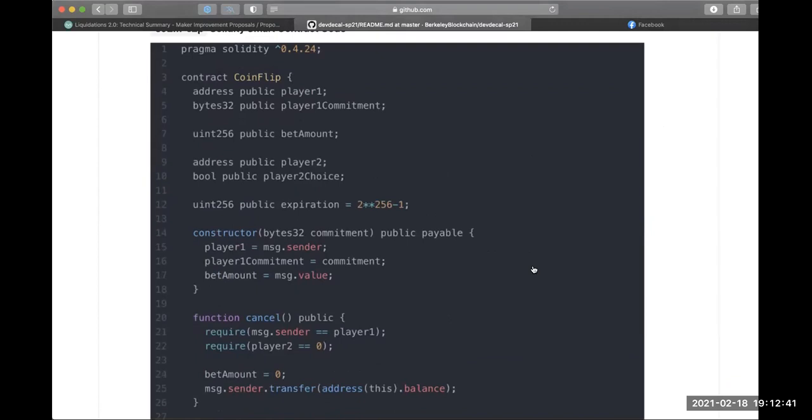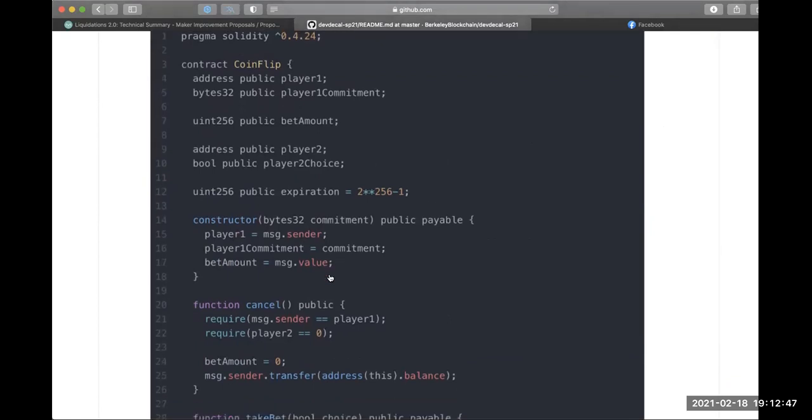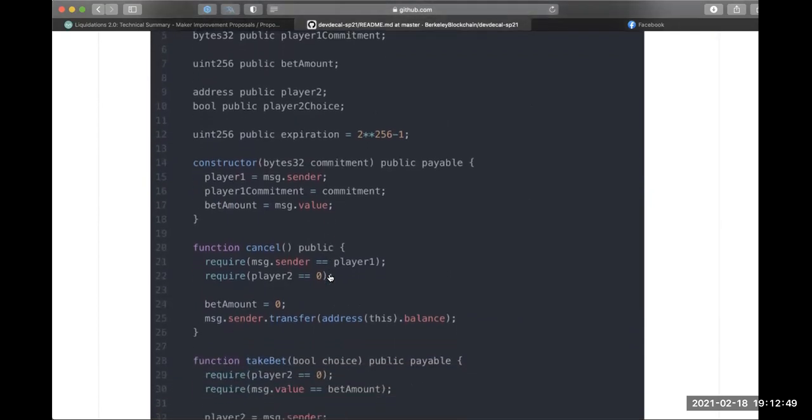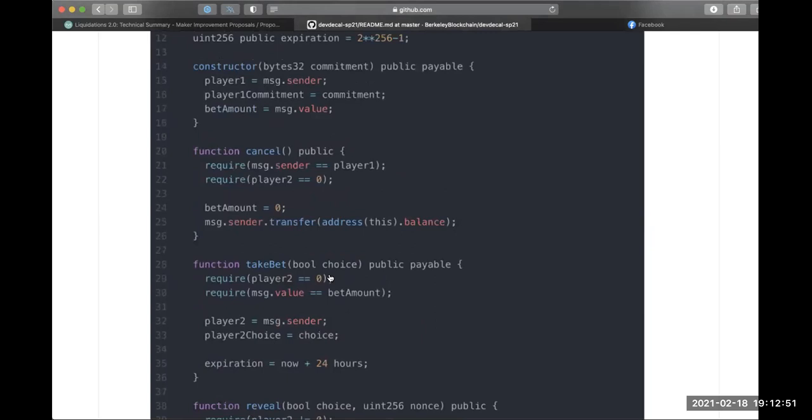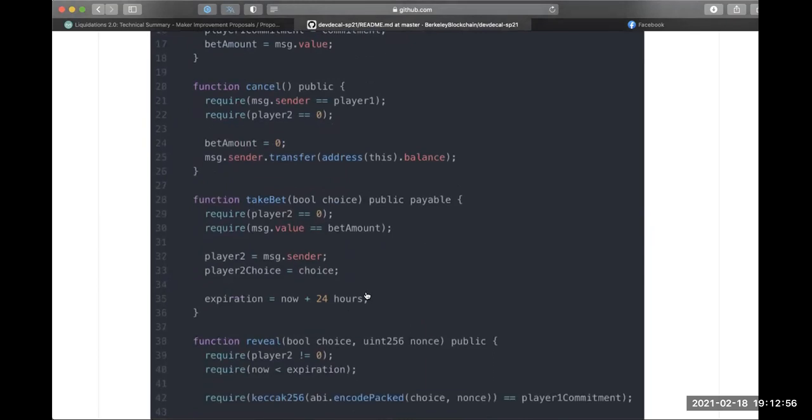Oh, yeah, so let's step through it again. Bet amount is message.value, so bet amount will be 1. And then when you take bet, that just means that message.value is equal to bet amount.